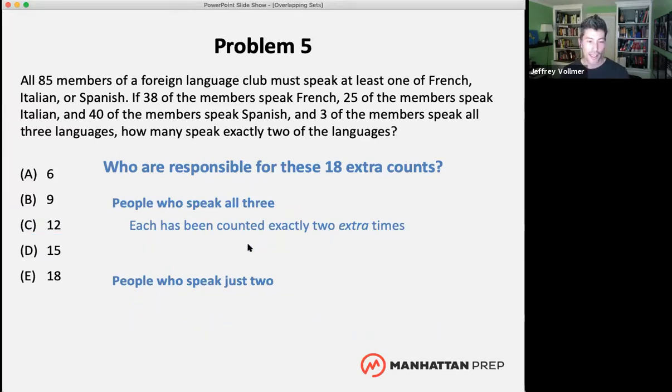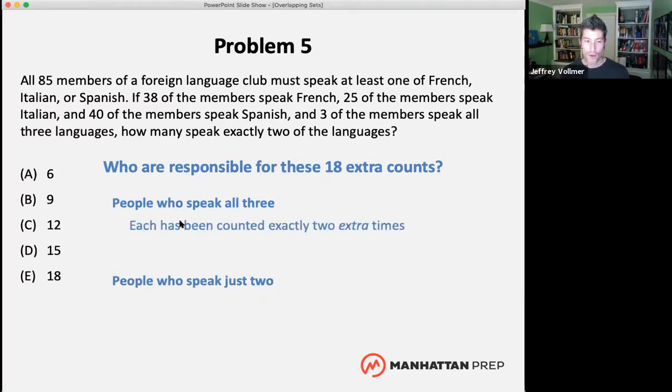Yeah, so just think about it from the perspective of being in the auditorium. Laura, let's suppose that you do speak all 3 of these languages. So when I ask, hey, who speaks French? Laura, you'd raise your hand. I'd be like, all right, who speaks Italian? Laura, you'd raise your hand again. Who speaks Spanish? Laura, your hand's up a 3rd time. You speak all the languages. I counted you 3 times, but you're only 1 person in the audience. So I've counted you 2 extra times.